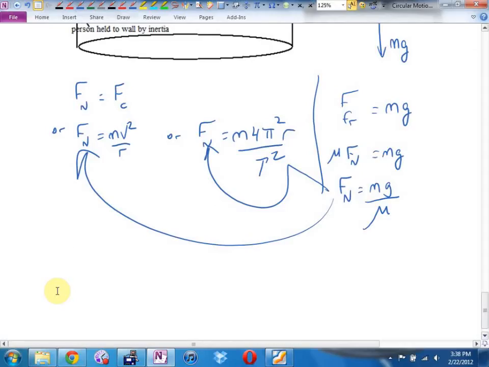So from either this or this, I could either give you the velocity and say find the radius, give you the radius and say find the speed, give you the radius and say find the time, give you the time of rotation and say what's the radius. Once I tell you all that, I think you get this.